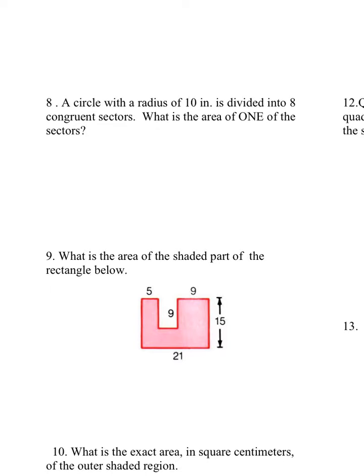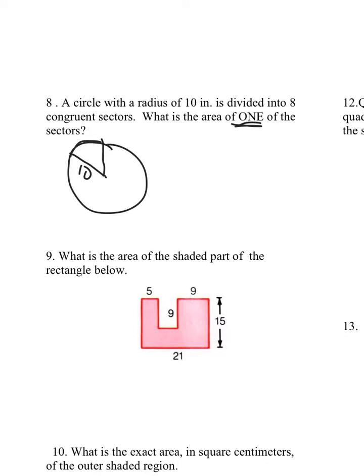All right, ladies and gentlemen, we are on page 2 of the area and perimeter test, which is really mostly area, if not all. A circle with a radius of 10 inches is divided into 8 congruent sectors. What is the area of one sector? So, circle, radius 10. There are 8 of these evenly spaced around. They want to know the measure of one of them.